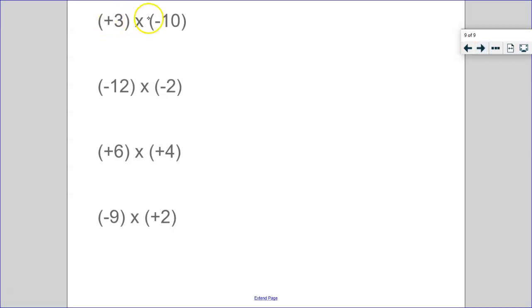So here we have the signs being different. I know right away it's a negative answer, and then I just do the math. 3 times 10 is 30. So my answer is negative 30. Here I've got 2 signs the same, so I know right away it's a positive. 12 times 2 is 24. Here again, I've got 2 signs the same. I know it's a positive. 6 times 4 is 24. And the last one, I've got 2 signs that are different, so I know it's a negative, and 9 times 2 is 18.